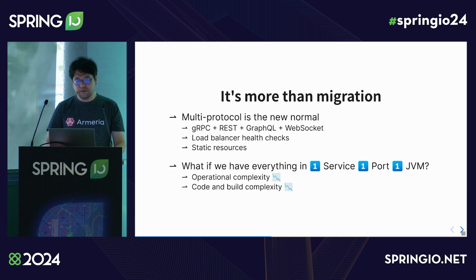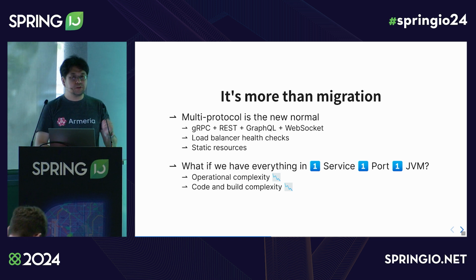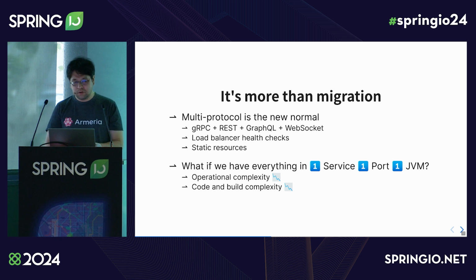Actually, if you look into the current landscape of the industry, you'll realize that multi-protocol is the new normal. People use REST API for external customers, while using gRPC for efficient internal communication. Some even expose both REST and GraphQL together, like GitHub does. And for example, a gRPC server should be able to speak more than gRPC.